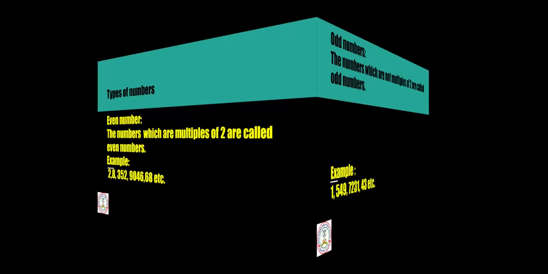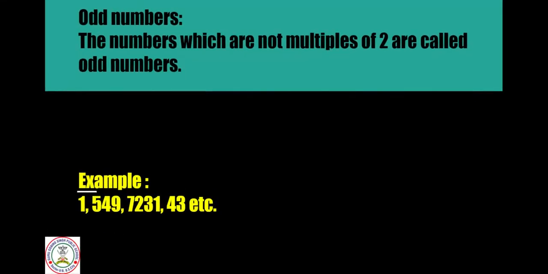Odd numbers. The numbers which are not multiples of 2 are called odd numbers. Example: 1, 549, 7231, 43, etc.